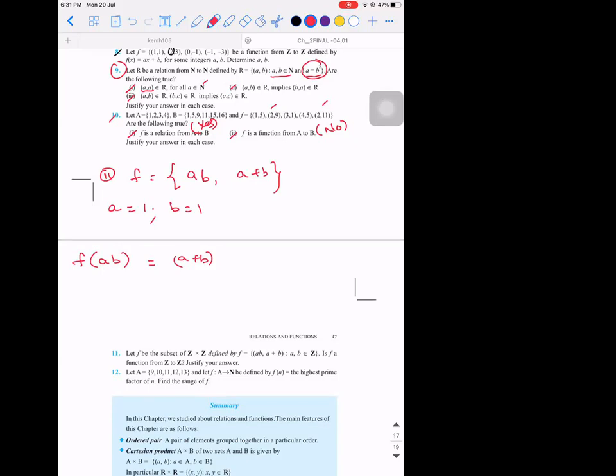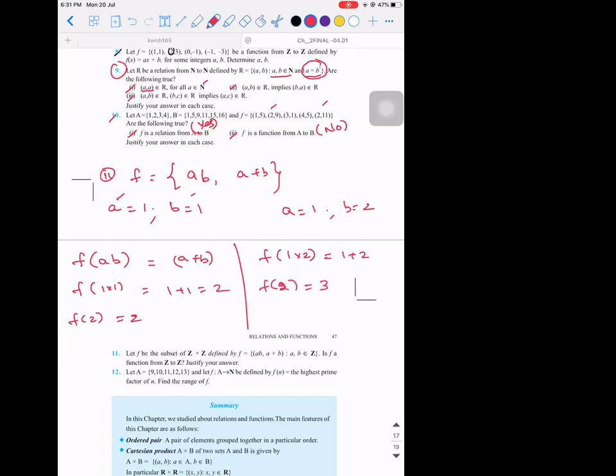So you can take A as 1 and B as 1. So F of 1 into 1 is equal to how much? 1 plus 1, that is 2. So F of 1 is 2. I hope this is clear. Let us take some other number. A is equal to 1 and B is equal to 2. So F of 1 into 2 is equal to 1 plus 2. So F of 2 is equal to 3.